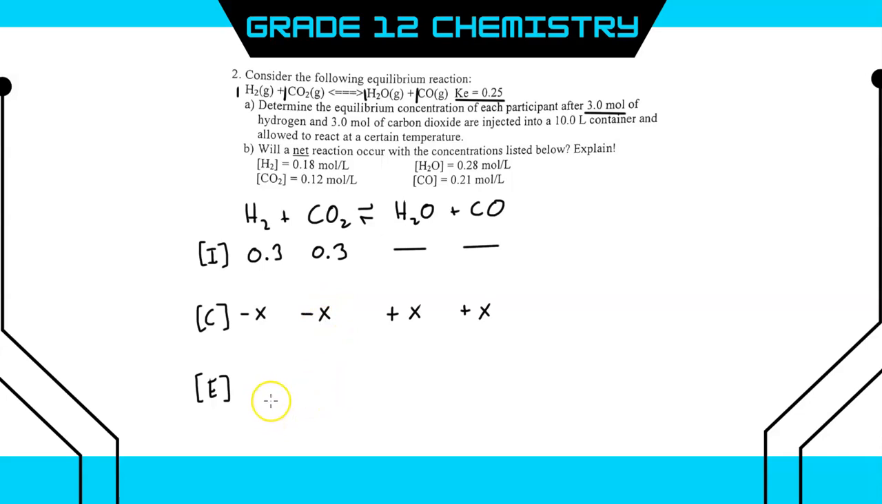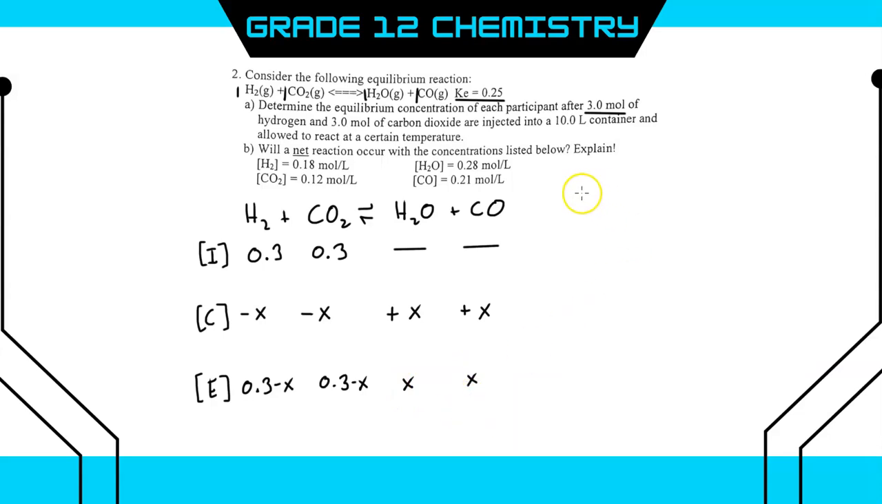So our equilibrium concentrations, we just subtract. So 0.3 minus x for hydrogen. The exact same thing for carbon dioxide. And this is 0 plus x, so we just get x and x for both our products.